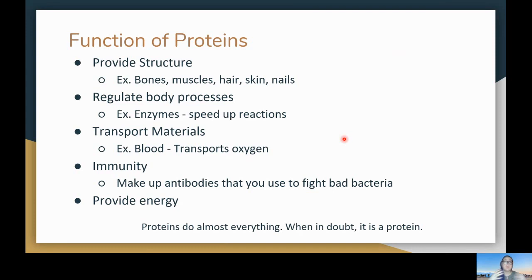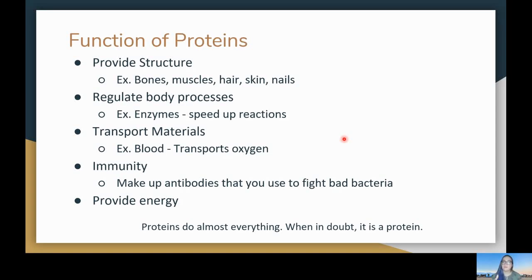They also regulate body processes through enzymes, which we will be talking about later on as soon as we finish our biomolecules, our next biomolecule. But enzymes are an important protein that really helps speed up reactions in our body. And we'll talk, like I said, in more detail on a full, I think it's 2 videos on just enzymes. So be on the lookout for that. Just remember, enzymes are proteins.